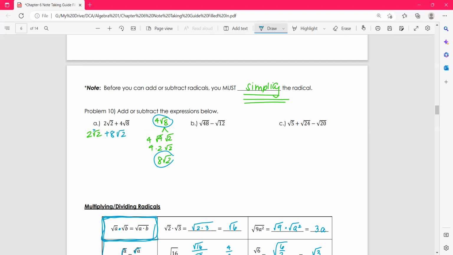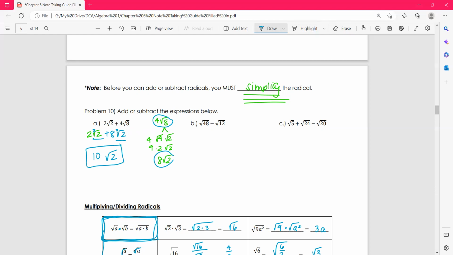Now I've got the same index and the same radicand, so I can combine the coefficients. 2 plus 8 gives me 10 square root of 2. And I don't need that square there. And that's my answer.